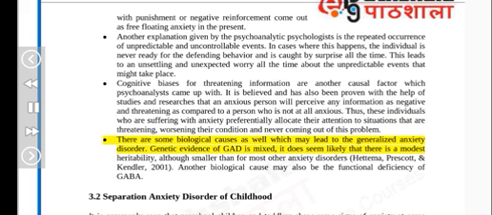There are some biological causes as well which may lead to generalized anxiety disorder. Genetic evidence of GAD is mixed. It does seem likely that there is a modest heritability, although smaller than for most other anxiety disorders (Hettema, Prescott, and Kendler, 2001). Another biological cause may also be the functional deficiency of GABA.